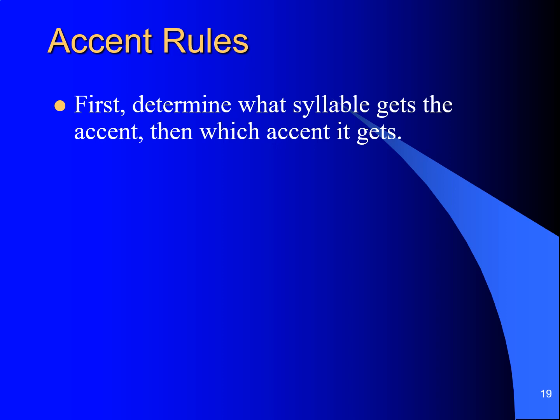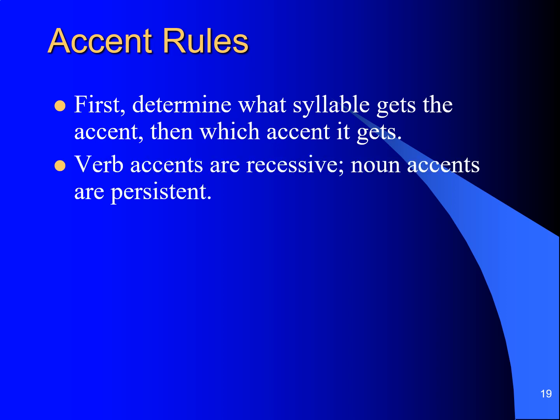And then, once you figure out which syllable gets the accent, you determine which accent it gets. So you'll remember that verb accents are recessive, and noun accents are persistent. In other words, verb accents want to be close to the beginning of the word, and noun accents have a certain spot where they like to be, and they want to stay there.